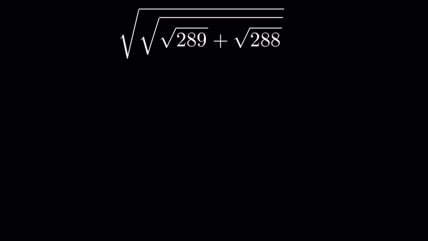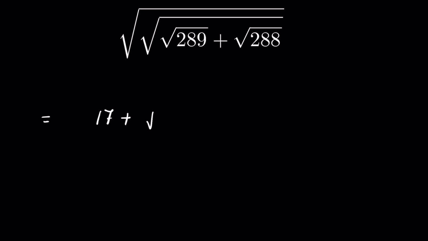Simplify the nested radical: square root of 289 plus square root of 288, all under a square root, then under a square root. How do we solve this? First of all, 289 is the square of 17, so the square root of 289 is 17, plus the square root of 288.